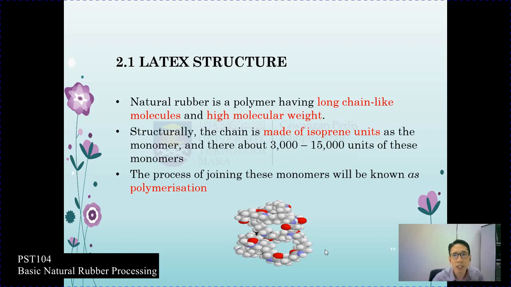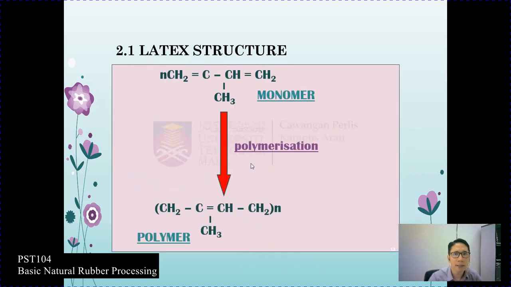Structurally, the chain is made of isoprene units as the monomer, and there are about 3,000 to 15,000 repeating units of this monomer. So, this isoprene unit repeats itself around 3,000 to 15,000 times to form a polymer. The process of joining the monomers is known as polymerization. So you link each of the isoprene monomers, we call it polymerization. This is the latex structure: the monomer of isoprene, with the polymerization process, produces a polymer.